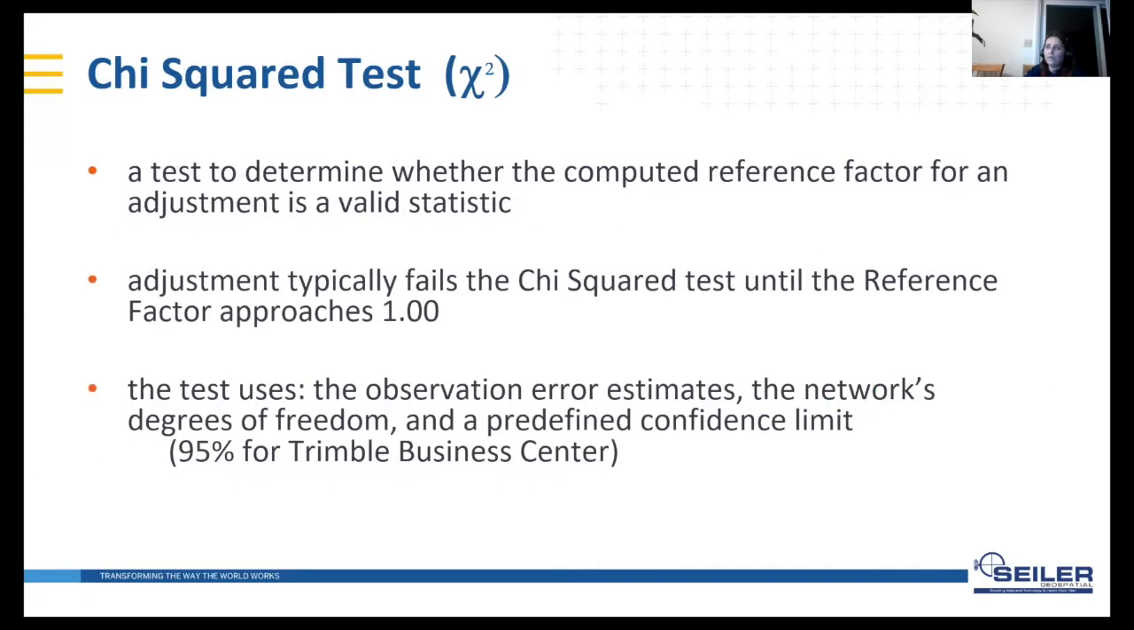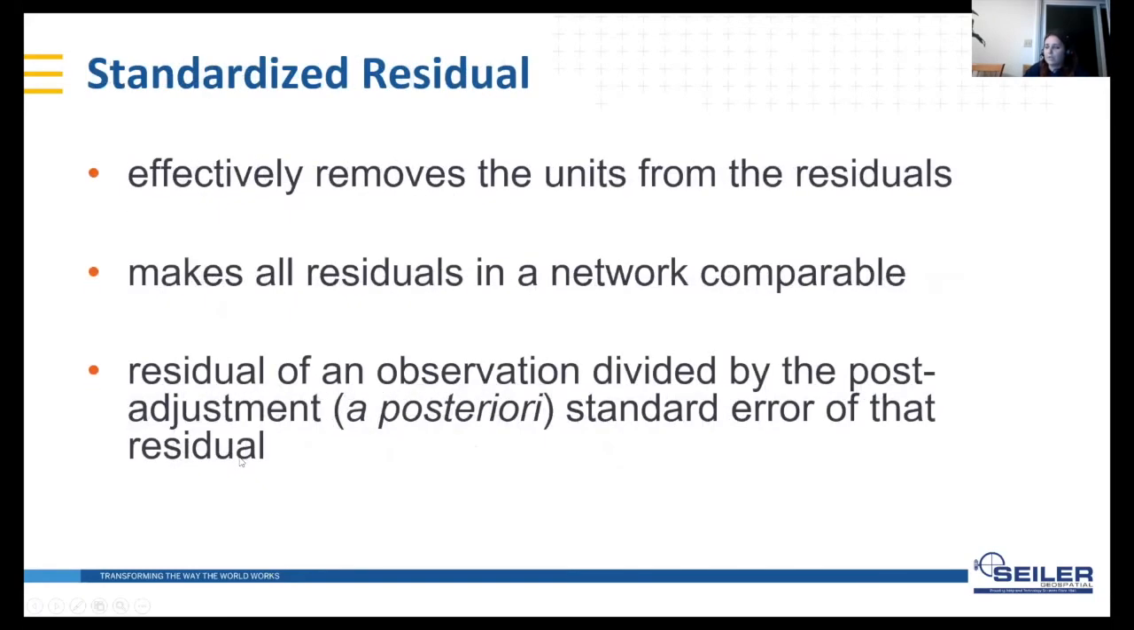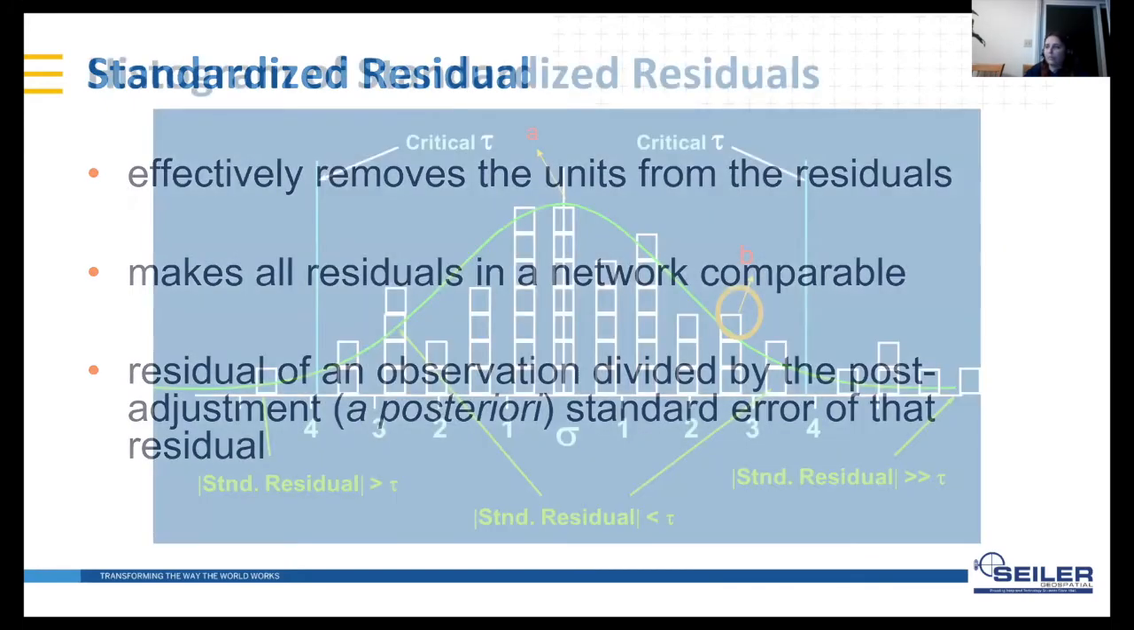And the Chi-square test that Trimble Business Center uses has a limit of 95%. So we try to keep our observation error estimates under 95%. You will see that if it passes 95, it is going to fail. Otherwise, it is going to pass.